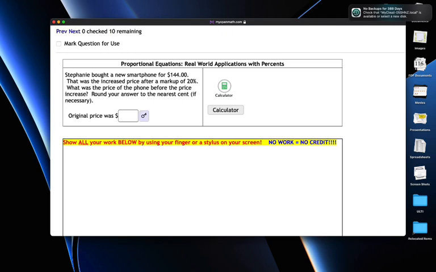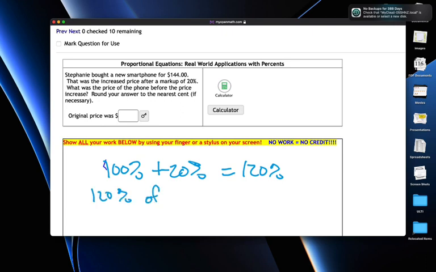So remember, everything starts at 100%. We're going to mark that up 20%, and that gives us 120%. So here's what we know. 120% of something that we don't know, and that was the original price. We know that after that, that's $144.